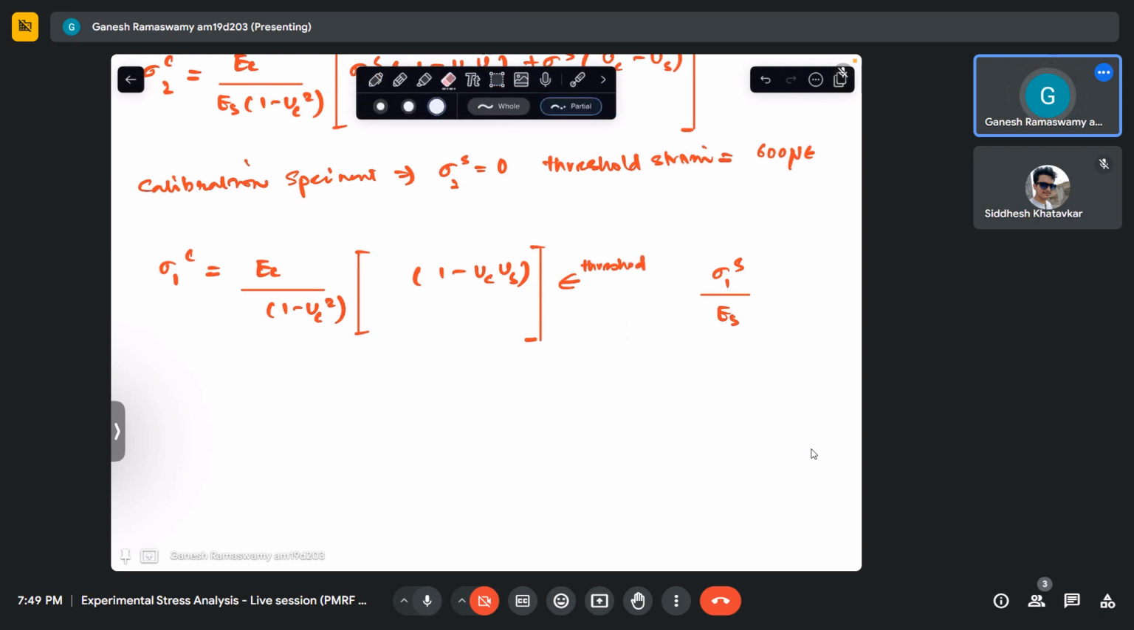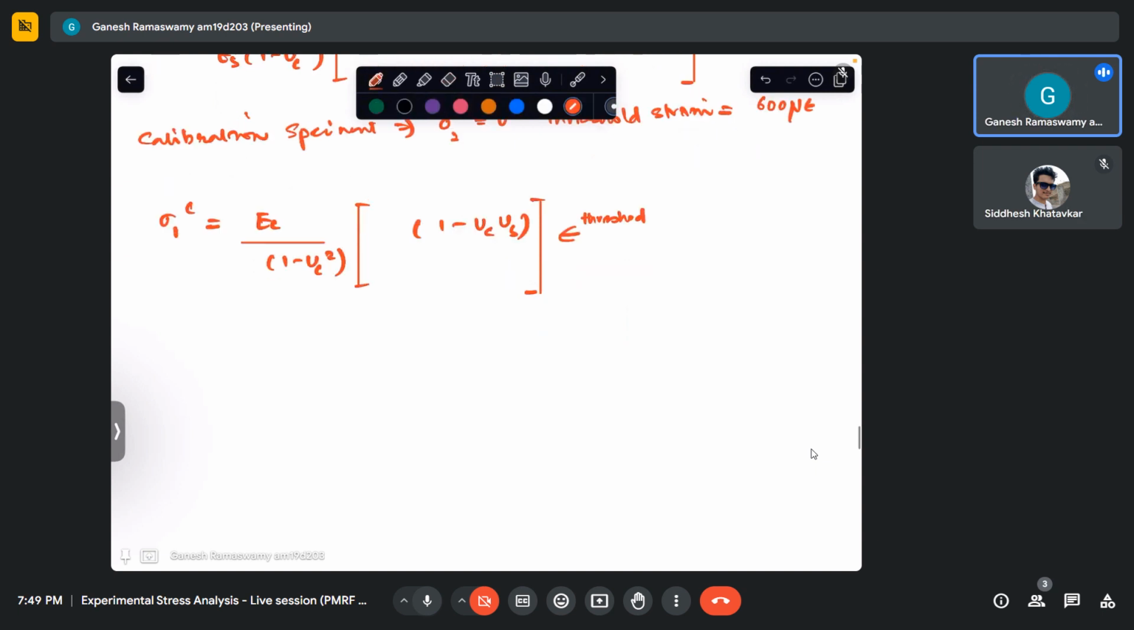which is stress by strain. So that is all there is to it. Since we are referring to failure, we will replace it by sigma naught. That is the only difference here. Therefore, sigma naught C is nothing but EC upon 1 minus mu C squared into 1 minus mu C mu S into epsilon threshold.